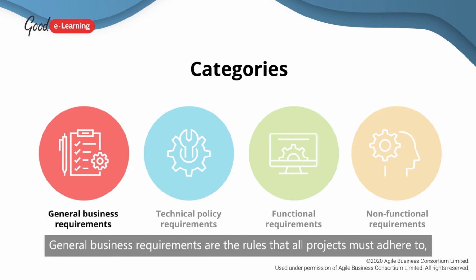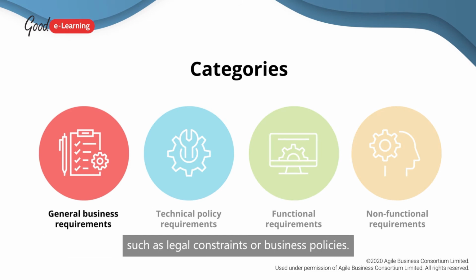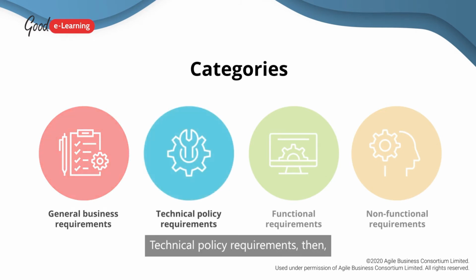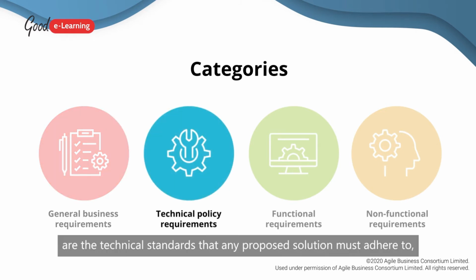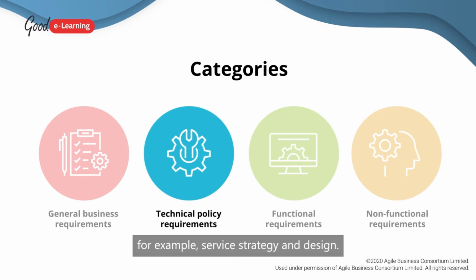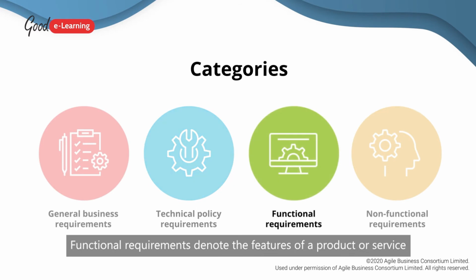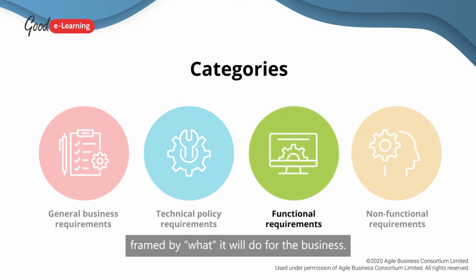General business requirements are the rules that all projects must adhere to, such as legal constraints or business policies. Technical policy requirements, then, are the technical standards that any proposed solution must adhere to, for example, service strategy and design. Functional requirements denote the features of a product or service framed by what it will do to the business.